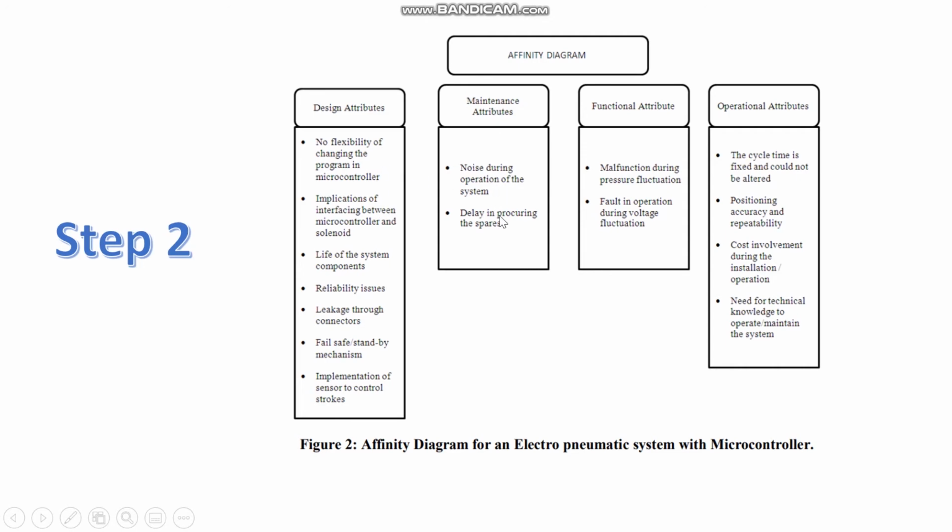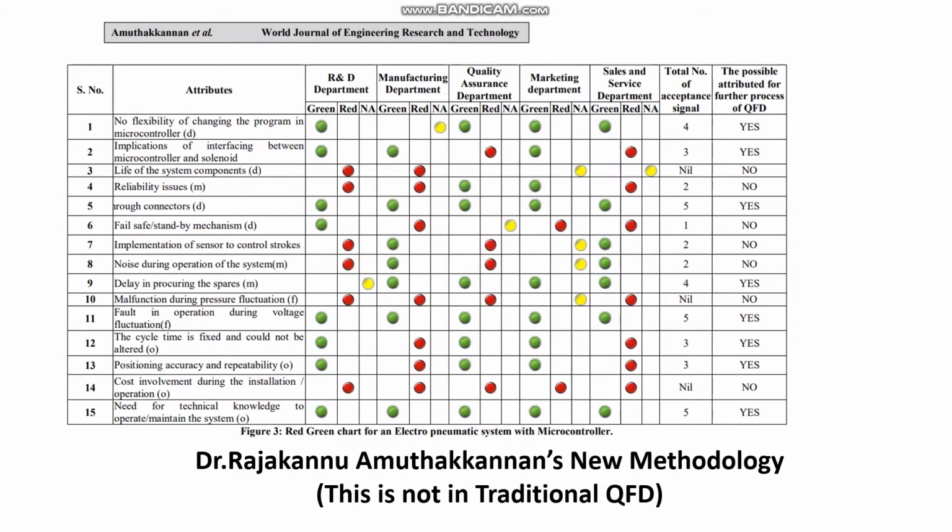And maintenance attributes means what are the maintenance. You see there, the noise and delay in procuring the spares, these are all maintenance attributes. Functional attributes means malfunction during pressure fluctuation, fault in operation during voltage fluctuation. These are all functional attributes. So what are operational attributes and what are design attributes? All those things we have categorized into the categories of design, maintenance, functional, operation. So this is called an affinity diagram.